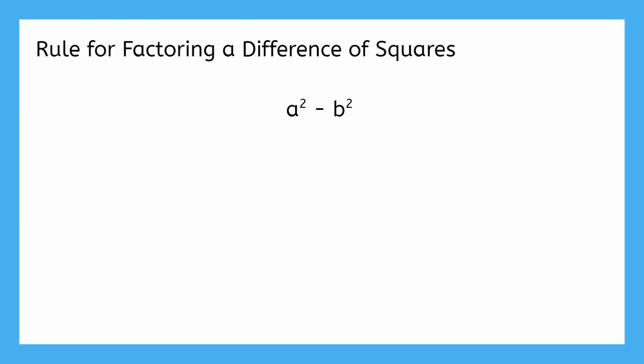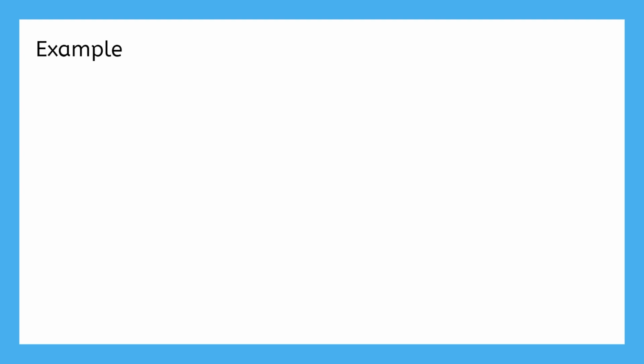The general rule for factoring a difference of squares is that the factors both have the roots of the original squares, one with a plus and one with a minus. It's that easy. So let's do a few examples.